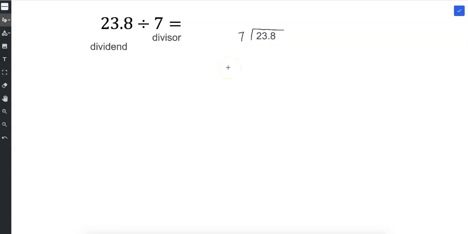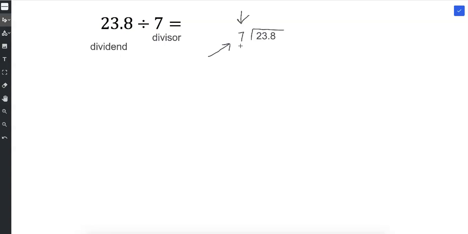Now we need to think about whether or not we need to move the decimal. In this example, all I need to do is look at the divisor. I'm actually allowed to see a decimal in the dividend. That's not a problem. It's a problem when a decimal is visible in the divisor. A decimal is not visible in the divisor, so we do not need to move any decimals in this problem. We can just go ahead and divide.